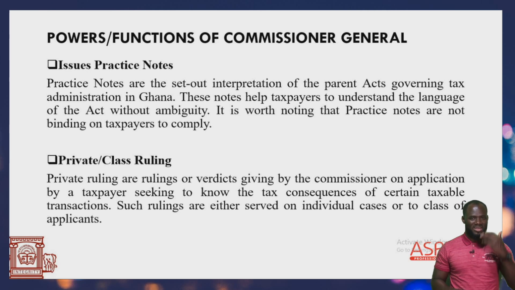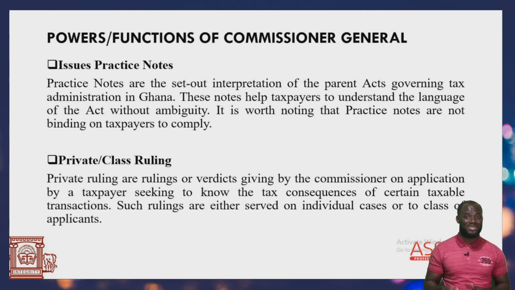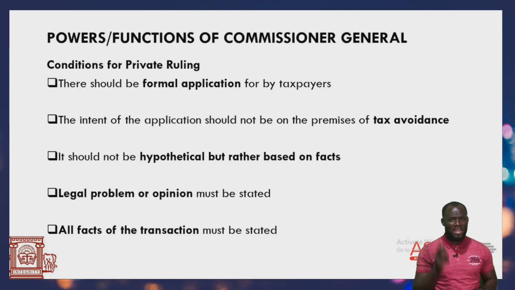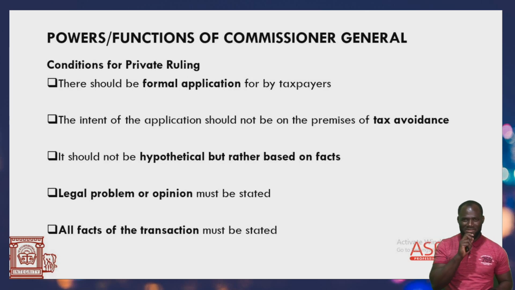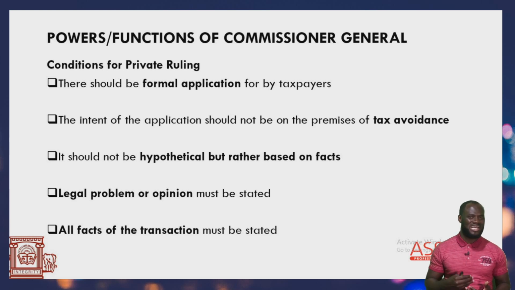Okay, all right. So the ruling is to an individual as a private ruling, or to a group of persons as a class ruling. Now, it's important for you to know that whenever you're applying for a ruling, you need to comply with these conditions. First, it must be an application to the Commissioner. So it must be formally headed, or written as a formal application to the Commissioner by the taxpayer. Again, the essence of you applying for that private ruling must not be on the basis of trying to avoid taxes.